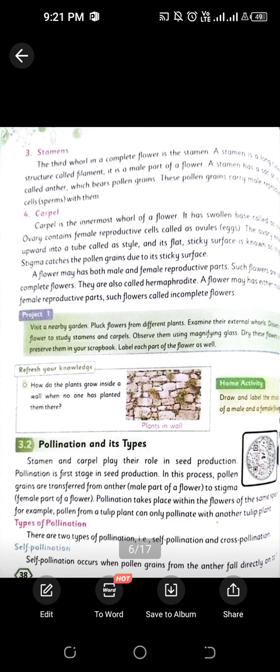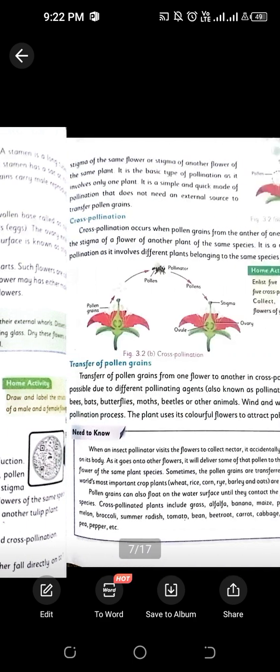So there are different types of pollination. First of all, we have self pollination, then we have cross pollination, and other types of pollination, right? Then we have discussed how the pollen grains are transferred. There are different modes of transferring pollen grains, whether it's through air, through birds, through water, through wind, and so many other things, right? Okay.